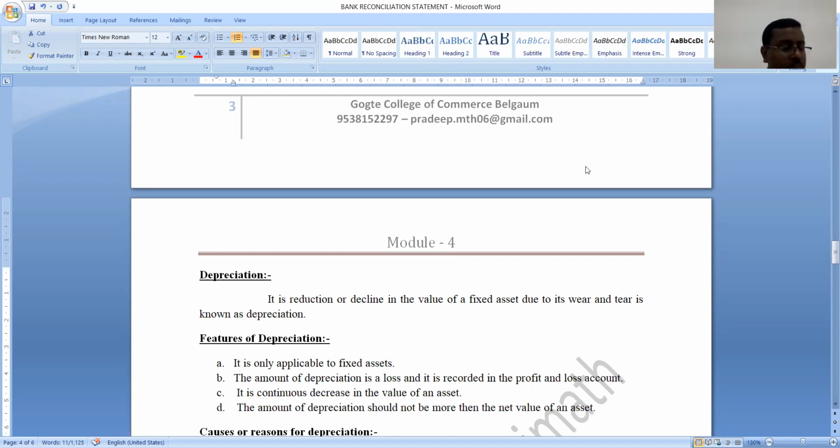First, let's see what is the meaning of depreciation, what are its features, and what are the reasons for depreciation. Later, we'll go towards the methods for depreciation.